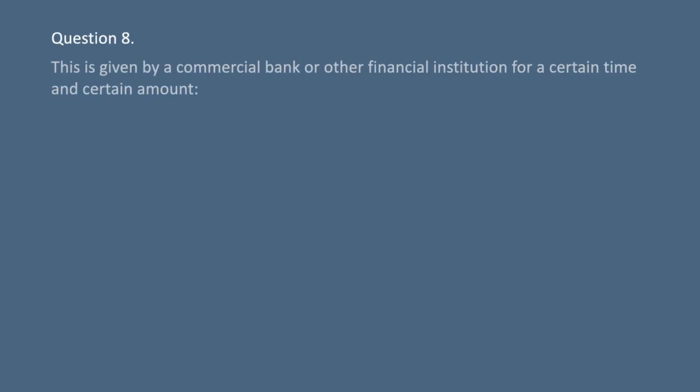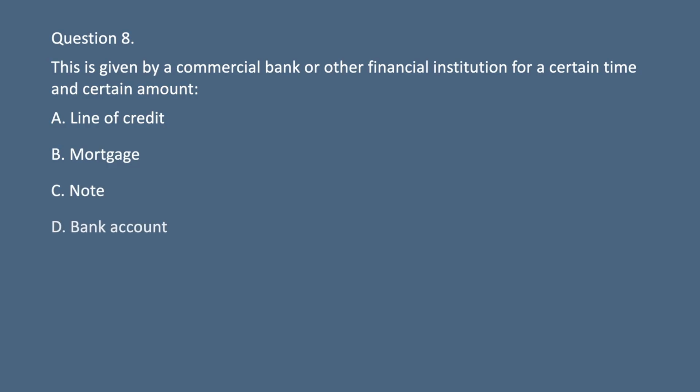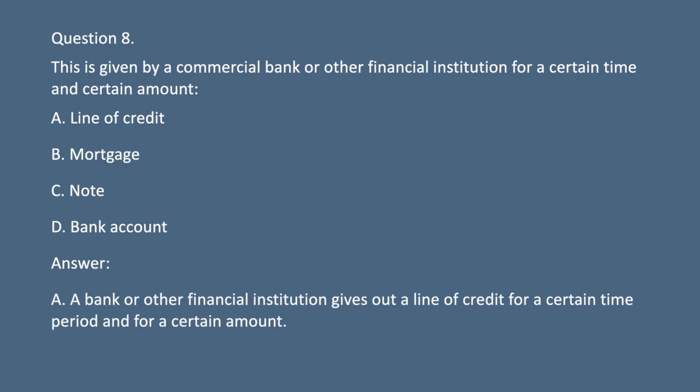Question 8. This is given by a commercial bank or other financial institution for a certain time and certain amount. A. Line of credit. B. Mortgage. C. Note. D. Bank account. Answer A. A bank or other financial institution gives out a line of credit for a certain time period and for a certain amount.